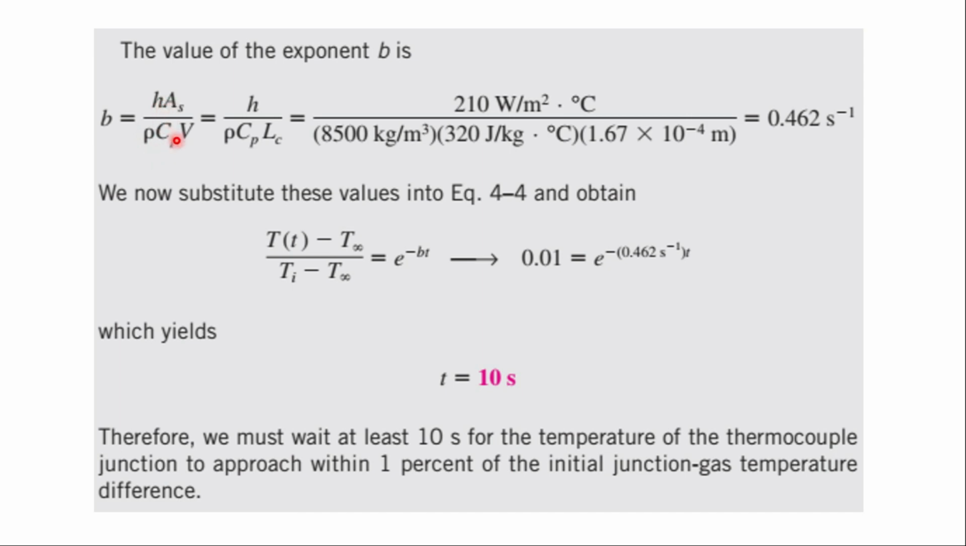So area and the volume can be replaced with the characteristic length, and all the remaining parameters are given, and you will have the value of B, that is 0.462 per second. After putting this value into this formula, you can easily calculate the time, which is equal to 10 seconds. Therefore, we must wait at least 10 seconds for the temperature of the thermocouple junction to approach within 1% of the initial junction temperature difference.